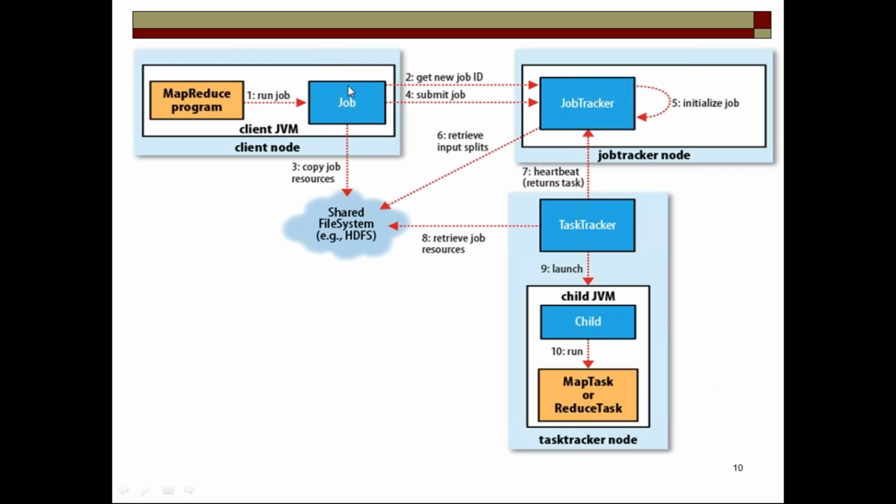Once the job tracker gets the job, it will initialize the job ID. So every job will get a new ID. Then it will give it to the task tracker. So this is the important process: at the end of the day, how is your task tracker executing your job?